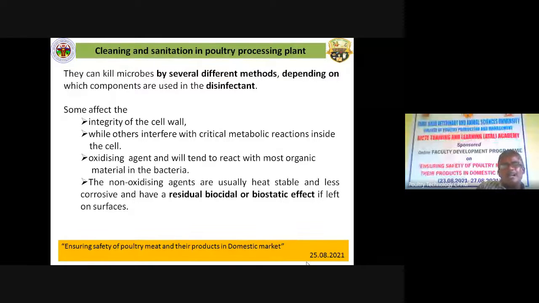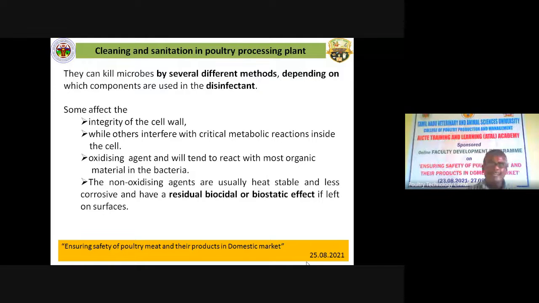So the commercially available disinfectants ensure the killing of microorganisms by several means. Some of the disinfectants disintegrate the cell wall. They affect the integrity of the cell wall. Some of the disinfectants affect the critical metabolic activity of the microbial cell. They enter into the microbial cell and affect some of the critical metabolic activity of the microorganism, thereby ensuring the killing of microorganisms.